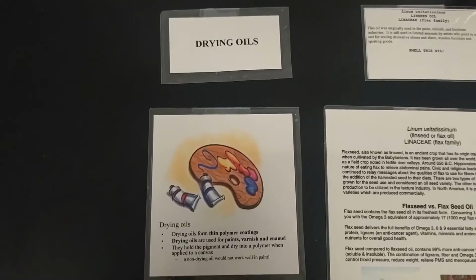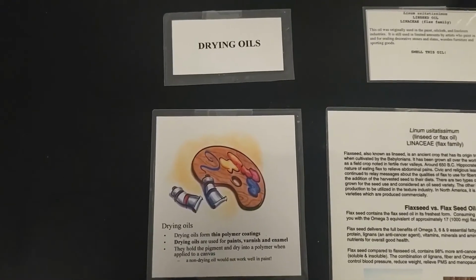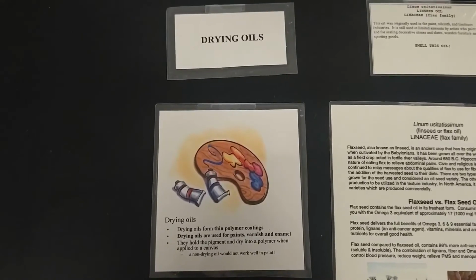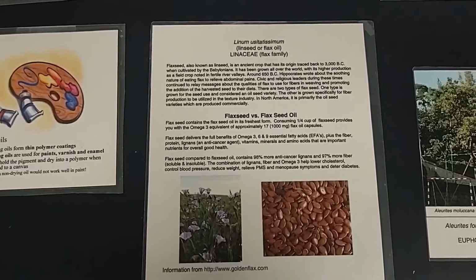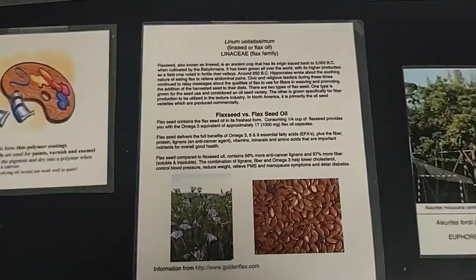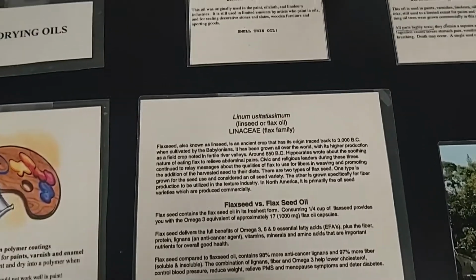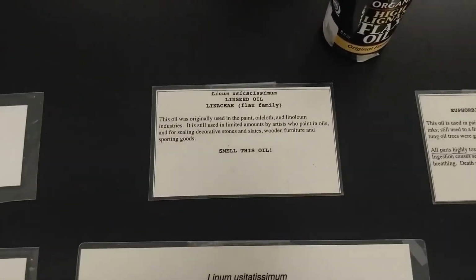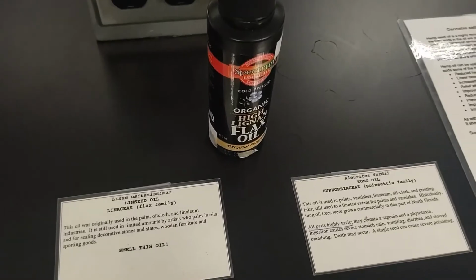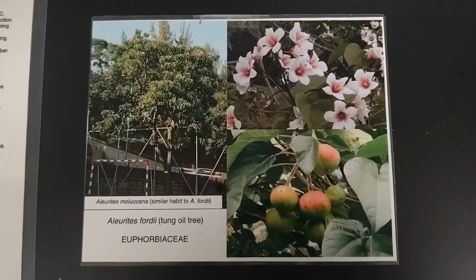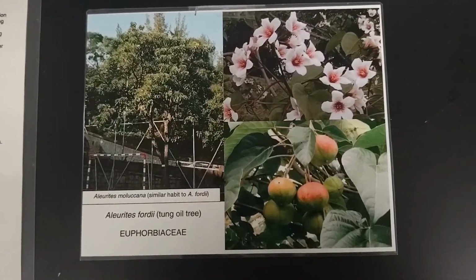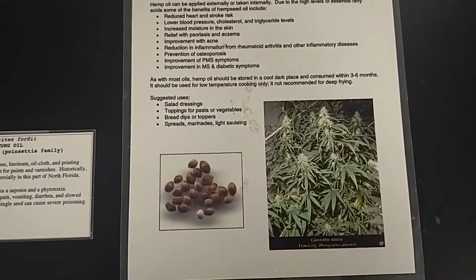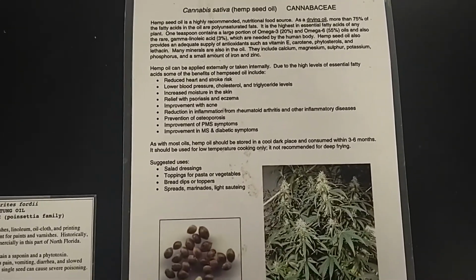Here we start discussing drying oils. These form a thin polymer coating and can be used for paints and varnishes. So for example, here we have flaxseed, or flaxseed oil, linseed oil as well. This toxic plant provides tung oil, and it's in Euphorbiaceae. And of course, we have another drying oil, Cannabis sativa.